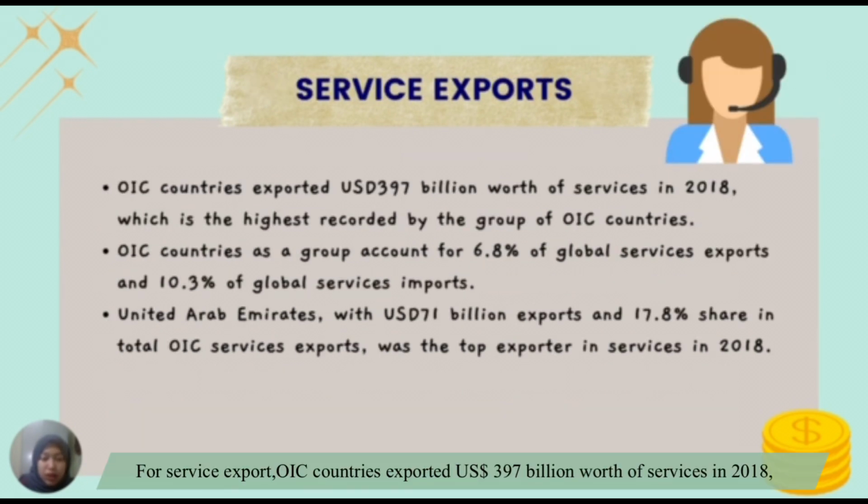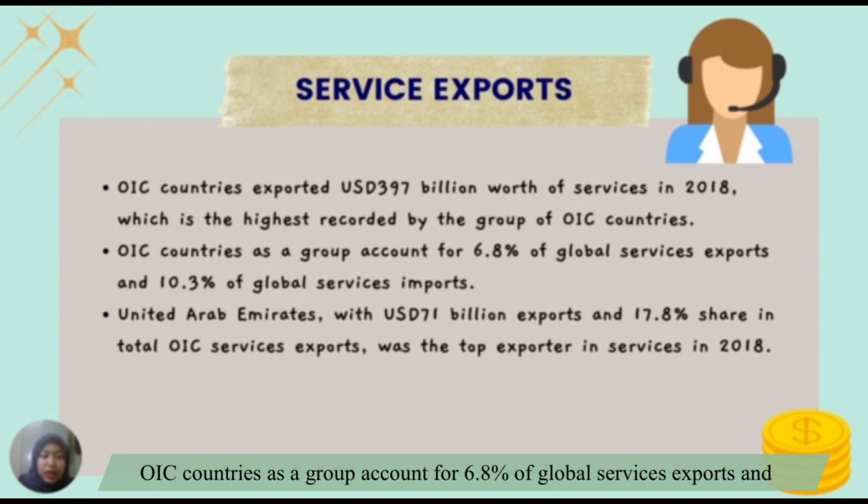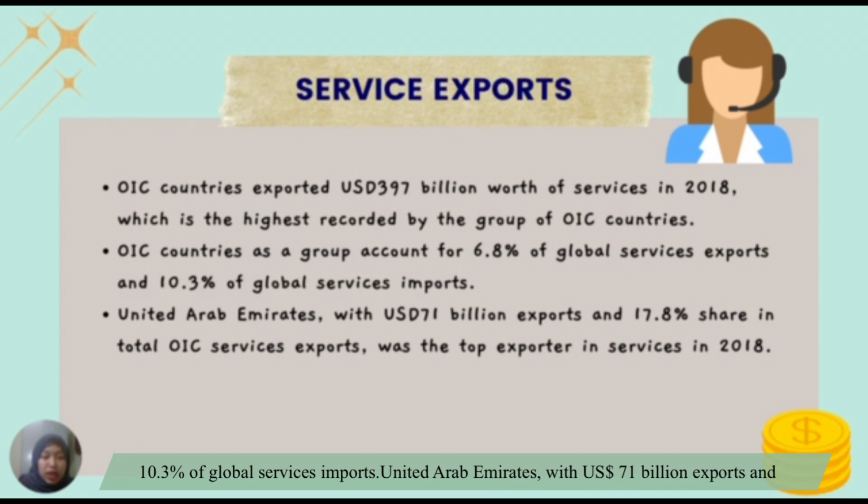For service exports, OIC countries exported USD 397 billion worth of services in 2018, which is the highest recorded by the group of OIC members. OIC countries as a group account for 6.8% of global services exports and 10.3% of global services imports. United Arab Emirates, with USD 71 billion exports and a 17.8% share in total OIC services exports, was the top exporter in services in 2018.